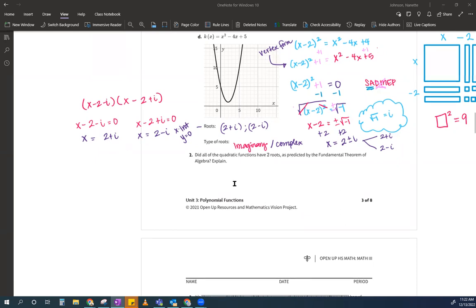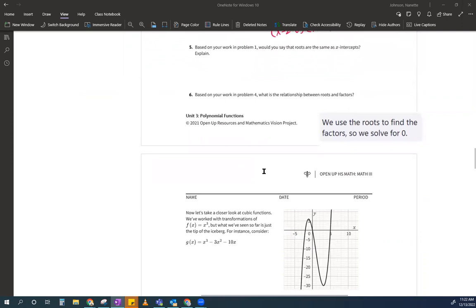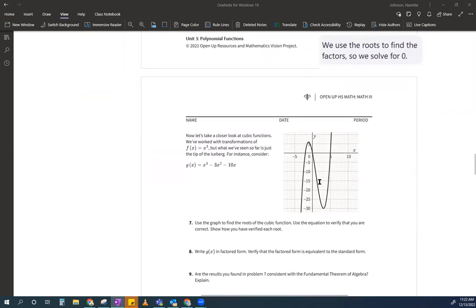Exactly. Right. Okay. Very good. Sorry, I'm trying to hustle. Okay. So now what we're going to do, we are moving to cubics. Yay. Everyone say yay. Yay.